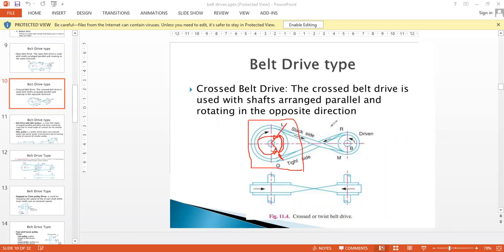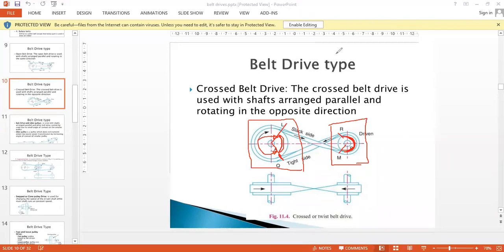Similarly, if you look over here also, it is the same case since it is a cross belt drive. So the belt comes in contact over here and leaves it over here. So for this particular region, the belt is in contact with the pulley, right? So this is called the arc of contact, the angle where the belt is in contact with the pulley, and that angle is very important for the derivation. So it is called arc of contact.